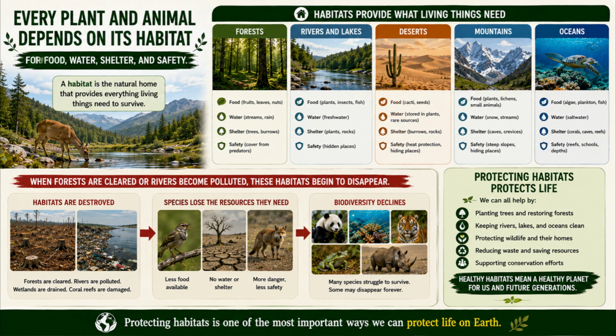Every plant and animal depends on its habitat for food, water, shelter, and safety. When forests are cleared or rivers become polluted, these habitats begin to disappear. As habitats are destroyed, biodiversity declines because many species lose the resources they need to survive. Protecting habitats is one of the most important ways we can protect life on Earth.